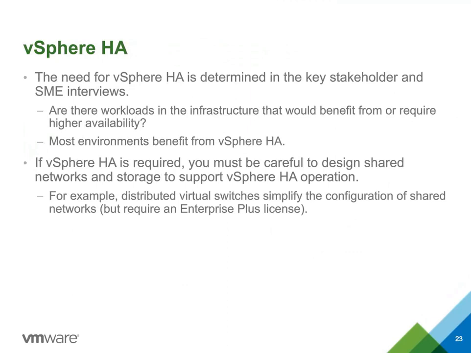So when the architect works with the key stakeholders and the subject matter experts, if they identify that there are virtual machines that would benefit from the protective capabilities of vSphere HA, whether that's host failure protection or VM failure protection or application protection, HA can provide those different types of protection. So it basically boils down to a question of whether or not the customer needs it. Now, unlike other features such as DRS, vSphere HA is more widely available throughout the different vSphere editions. In a few moments, I'll show you a document that shows you what features are in each edition.